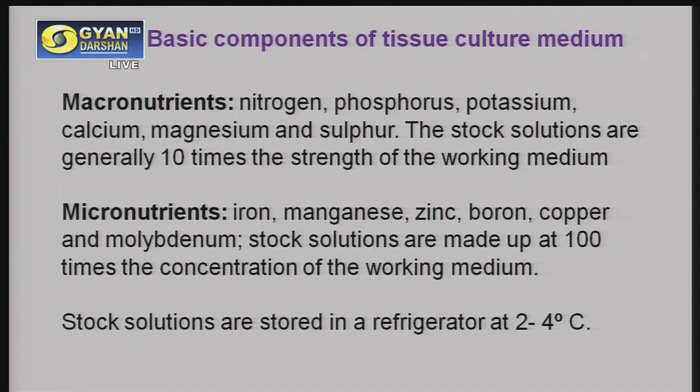Similarly, for the micronutrients like iron, manganese, zinc, boron, copper and molybdenum, stock solutions are made at 100 times the concentration of the working medium. So you prepare the stock solutions, and whenever you need them, you dilute them and then prepare your culture media. But the stock solutions you maintain very carefully in refrigerated condition, at 2 to 4 degrees centigrade. So of course you need a refrigerator in your laboratory.